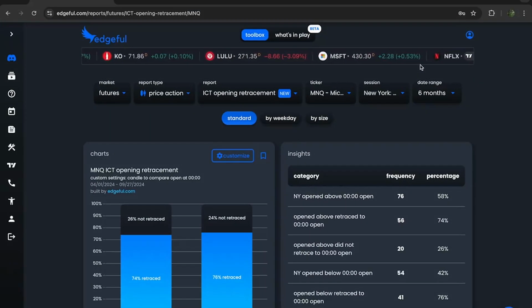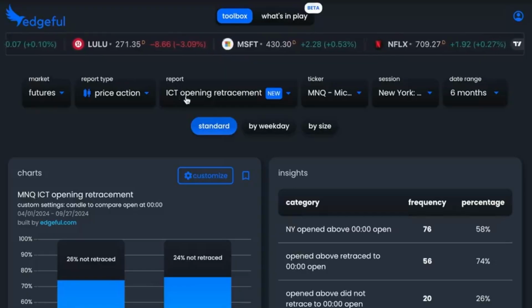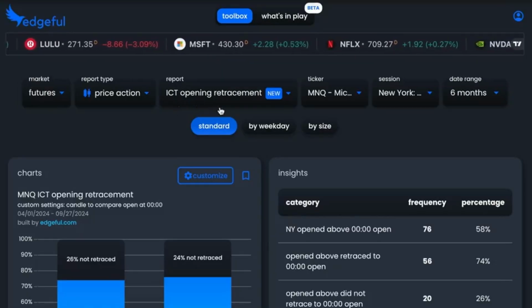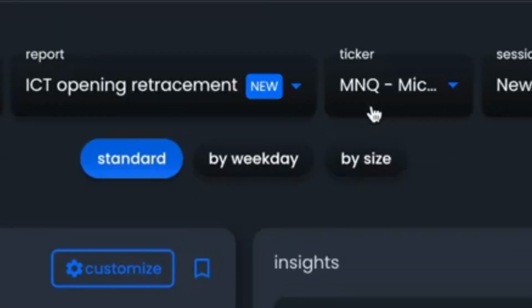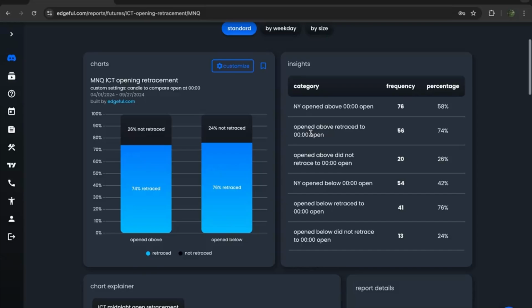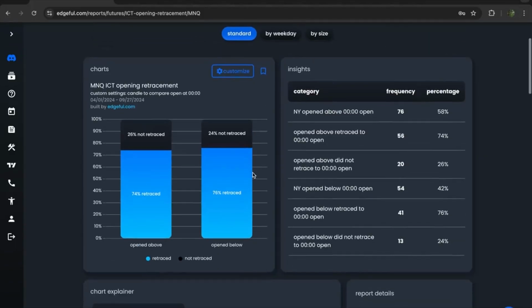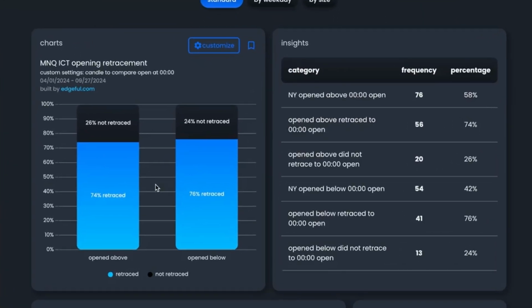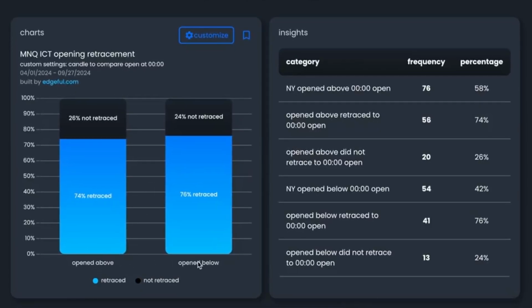All right, so we have the Edgeful dashboard pulled up here, and we are looking at the futures market. Now, the report type we're going to be referencing today is the ICT opening retracement, and we're going to be looking at this data on the NASDAQ. That's what I primarily trade. Now, just to reiterate, what we are looking for is a retracement back to that midnight opening price in the New York session. So the data for this is really interesting. Just in the last 6 months, we have retraced to midnight opening price well over 70% of the time. And that's whether we're opening up above it or below it.